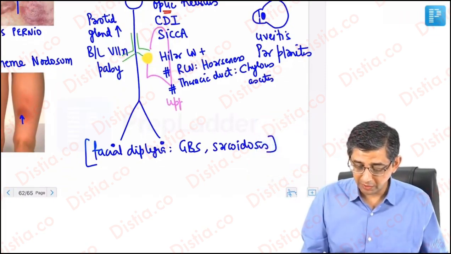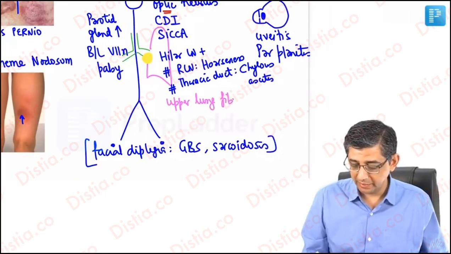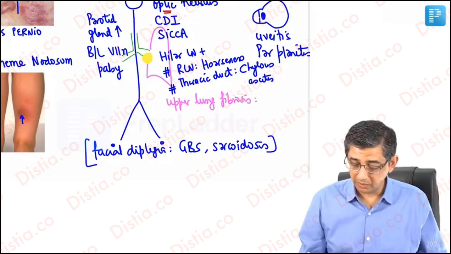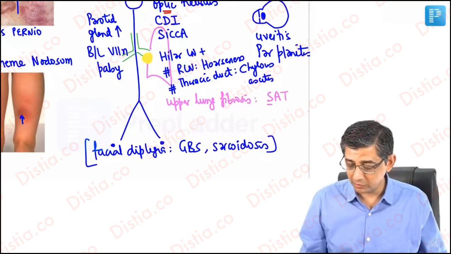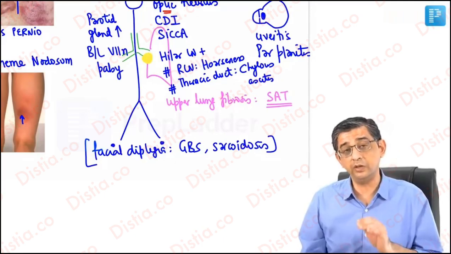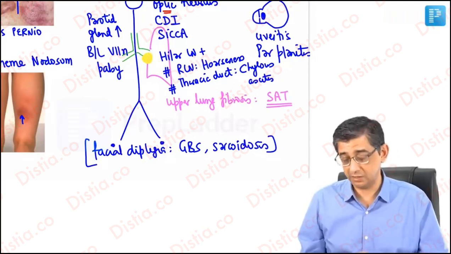So I'm just using a different color to highlight the upper lobe involvement in these patients, it is upper lung fibrosis that occurs. Medical conditions where upper lung fibrosis or upper lobe fibrosis predominantly occurs can be remembered by the mnemonic SAT, which is discussed in another topic of the rheumatology section as well.